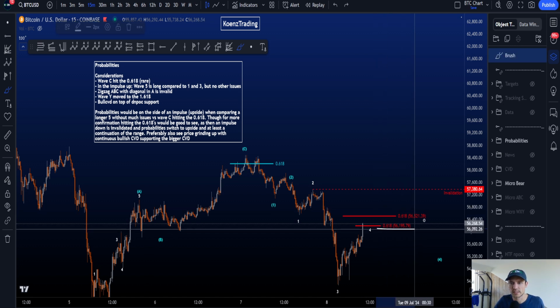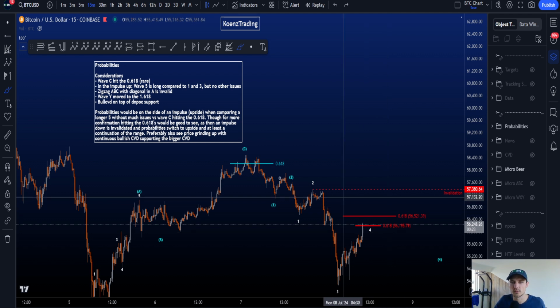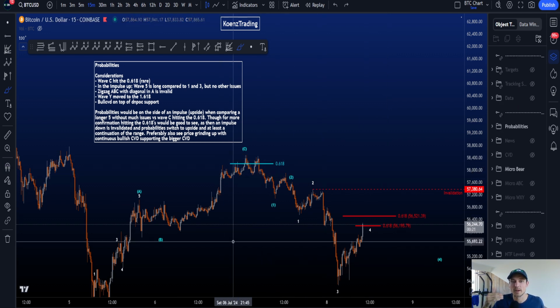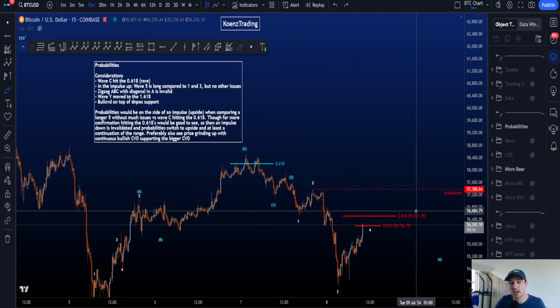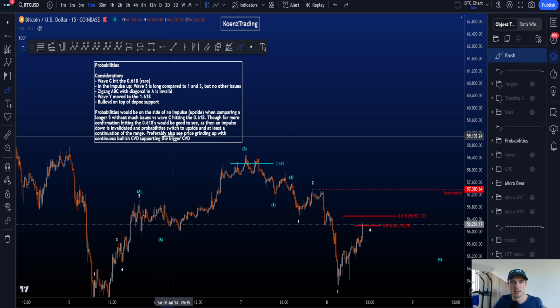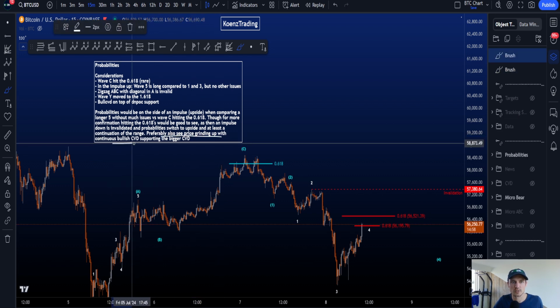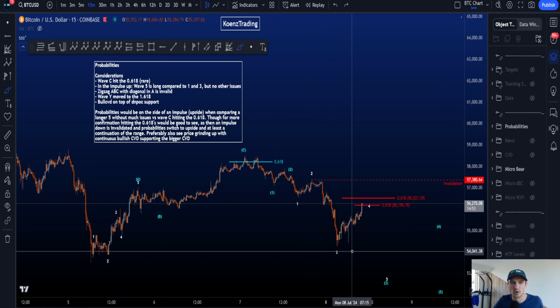because the moment you start to hit these two 0.618, the probabilities will increase for price to move to the upside to take out the high, and at a bare minimum continue ranging or increasing probabilities for a continuation of the range sideways, with which we can then reanalyze probabilities at a later stage once again. As written over here, we invalidate potential wave 4 to the downside, probability switches to the upside, at least a continuation of the range. Preferably also see price grinding up with continuous bullish CVD supporting the bigger CVD that we have on the chart over here.